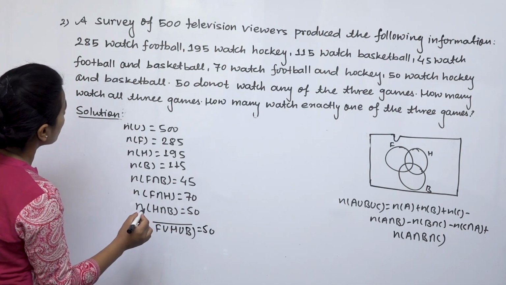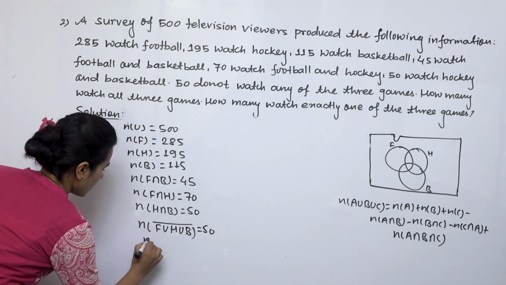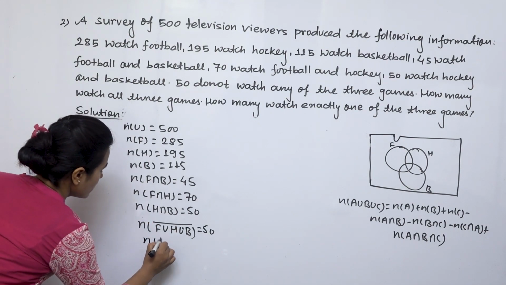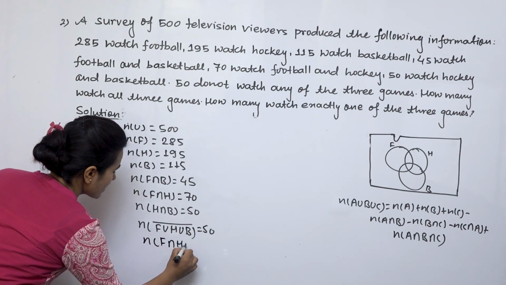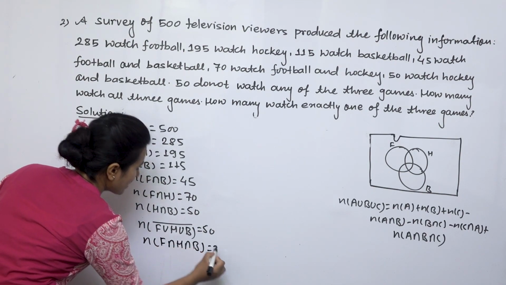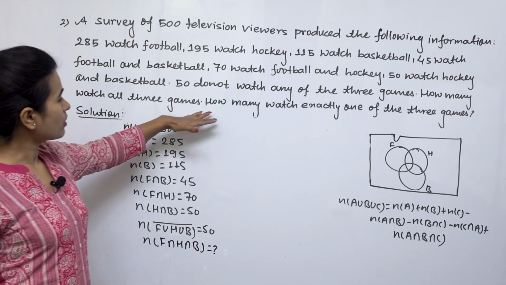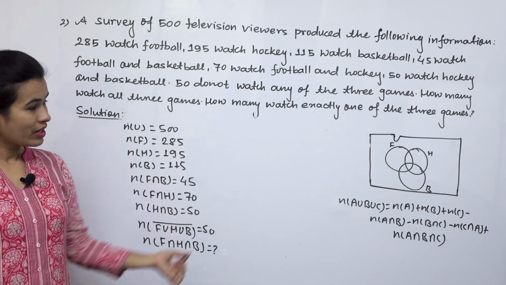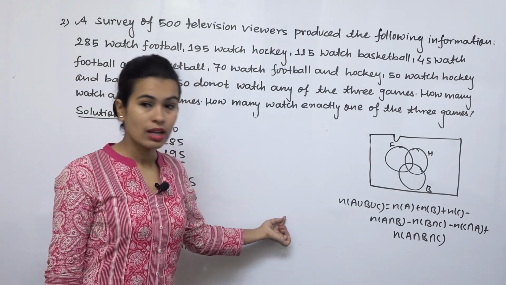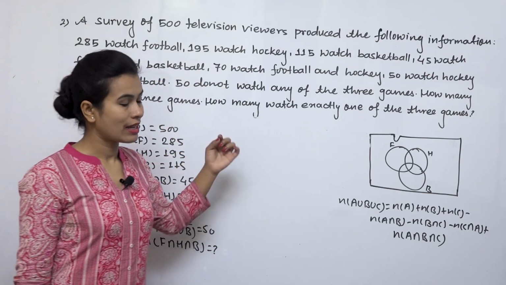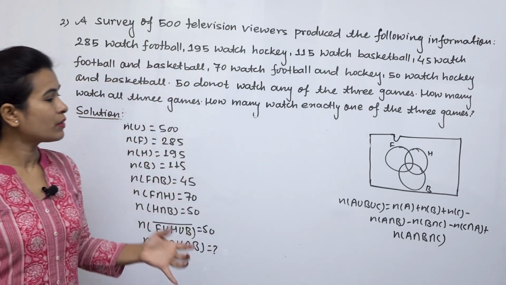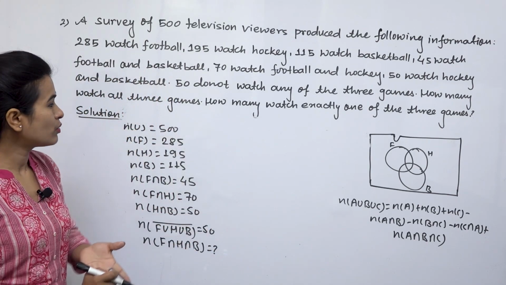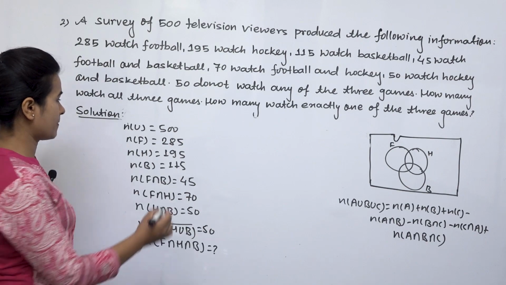How many watch all three games? That means F intersection H intersection B, we need to find out. And together, we need to find out how many watch exactly one of the three games, which means how many of them watch only football, only hockey and only basketball. That means the sum of only football, only hockey and only basketball we need to find out after this.